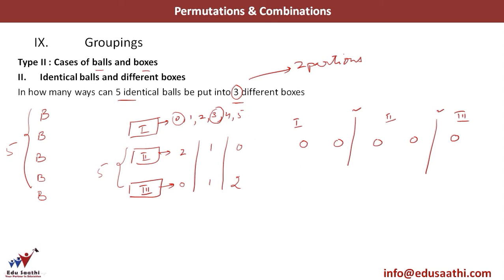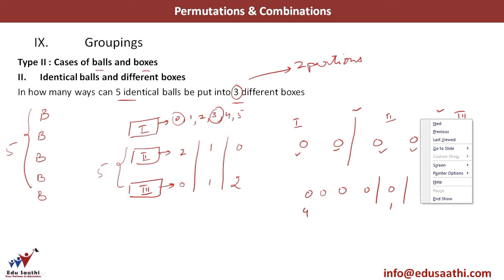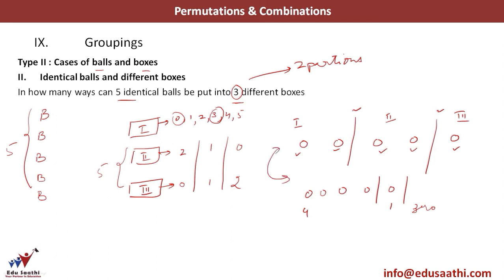Here in this case, box number 1 has 2 balls, box number 2 also has 2 balls, and box number 3 has 1 ball. Also the partitions could have been like this: I have 5 balls, one partition could have been here, one could have been here. Here box number 1 has 4 balls, box number 2 has 1 ball, and box number 3 has 0 balls. Okay, it's one and the same thing. You can draw it any way.